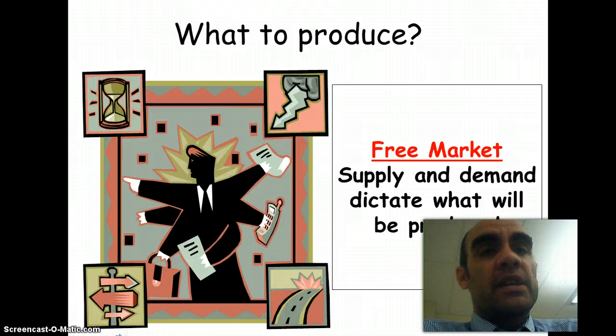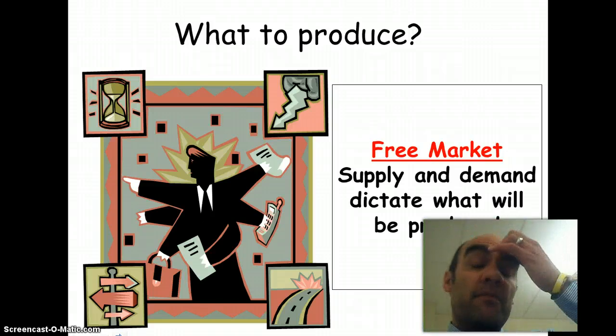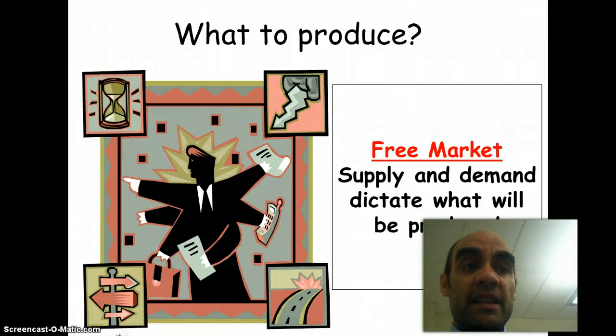And in a free market, supply and demand dictate what will be produced. Remember, we talked about consumer sovereignty. What customers want to buy is what producers will produce. If there's lots of demand for my product, I'm going to make lots of it. If there's no demand, I'm not going to make my product. We talked about televisions. Nobody wants to buy black and white TVs. They're not produced. People want to buy flat screen and HD and all these other acronyms.